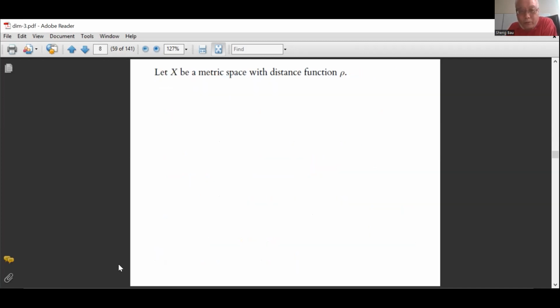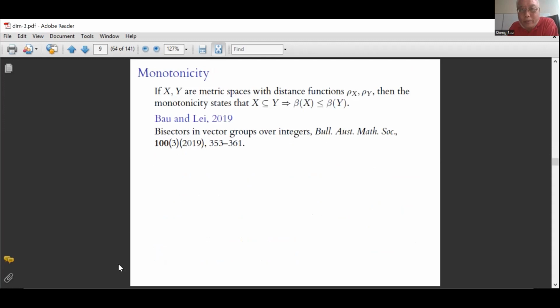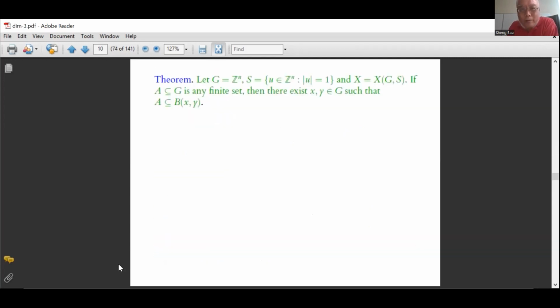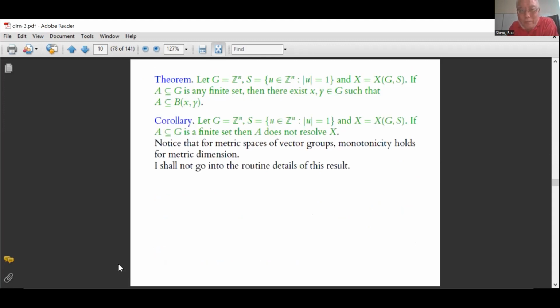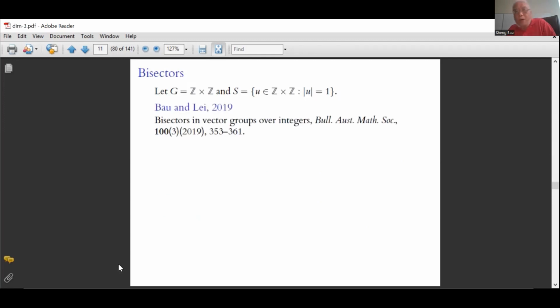This graph, not only we, many people studied before, but we have, first of all, established that monotonicity is true for isometric subspaces. Then we not only proved that this is not finitely resolvable, but Dr. Lei and I determined all bisectors in this. In fact, all bisectors for arbitrary n, at least 2, but for n equal to 1, something very special is going on there.